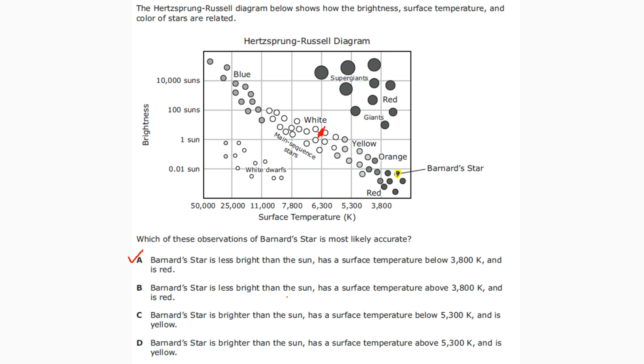Barnard's star is less bright than the sun. That is true. And it has a surface temperature above 3800. If it had a surface temperature above 3800, it would have to be on this side. From this line all the way back is less than 3,800. So that is not true. Barnard's star is brighter than the sun. For Barnard's star to be brighter than the sun, it would have to be up here or anywhere above where the sun is. And it is not. So it is not brighter than the sun. So we can eliminate C and D. And the correct answer is A.